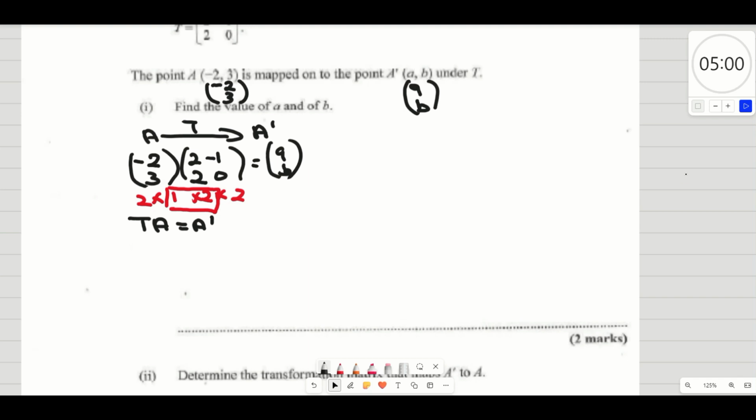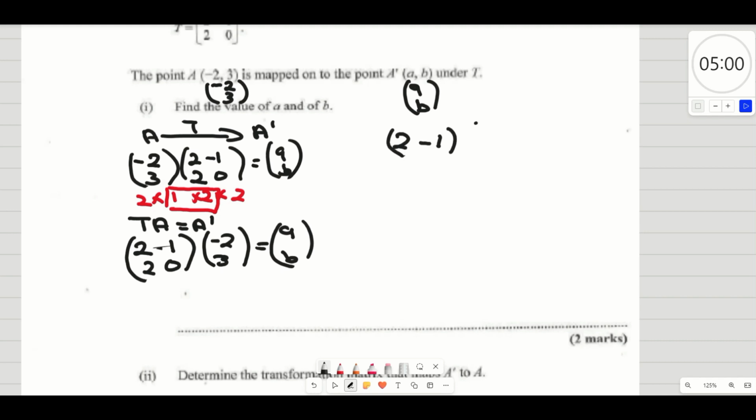So it is going to be 2, minus 1, 2, 0 by A, which is minus 2, 3, to give you image A, where A would be the top part and B would be the bottom part. I'm going to multiply row by column and row by column. It's the first row, which is 2, minus 1, by minus 2, 3, and the second part is 2, 0 multiplied by minus 2, 3.